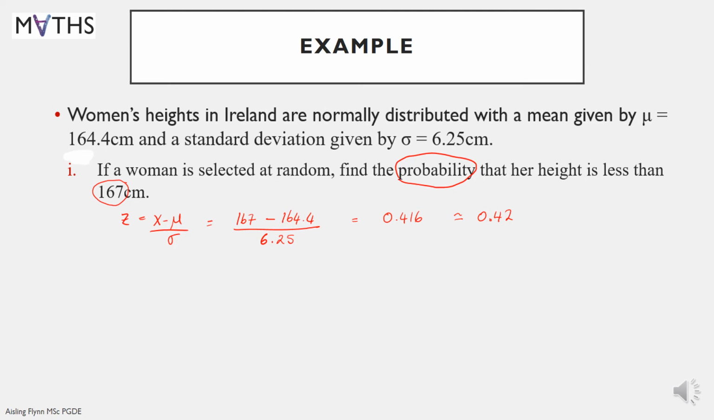So what we found out was that the probability of getting a z-score that is less than or equal to 0.42 was equal to 0.6628, or 66.28%. Translating that back to heights, it says that 66.28% of women are less than 167 centimeters tall.